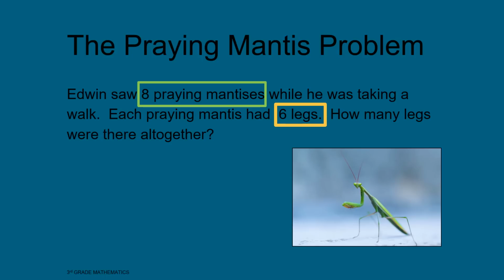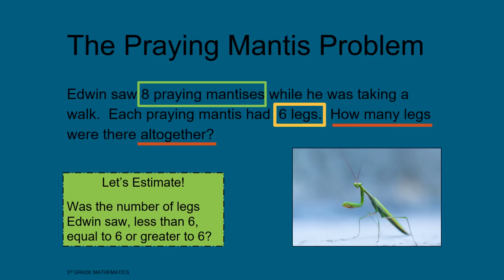Let's reread and see what we have to figure out. Edwin saw 8 praying mantises while he was taking a walk. Each praying mantis had 6 legs. How many legs were there altogether? So what do we need to figure out? Yes, we now need to figure out the total amount of legs that Edwin saw.